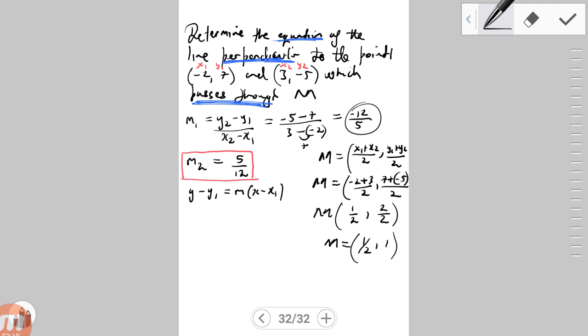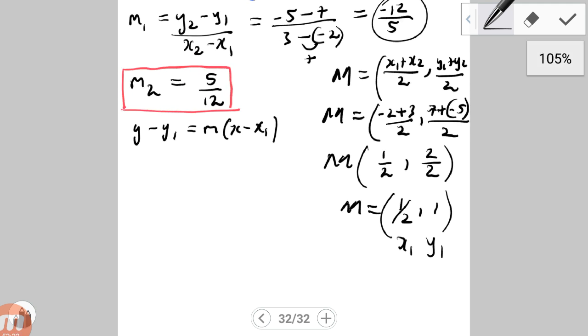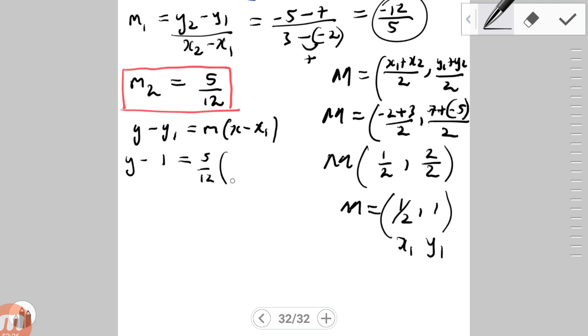All right, so now this is going to be our new x1 and y1, because that's the line. It's passing through M, and M is a half, 1. So just look out for that. All right, so now we're ready to get over here. So y minus y1 in this case is 1. The m, the slope that we're interested in, is the one in the red box. This is 5 over 12, pardon me. x minus x1 is a half.